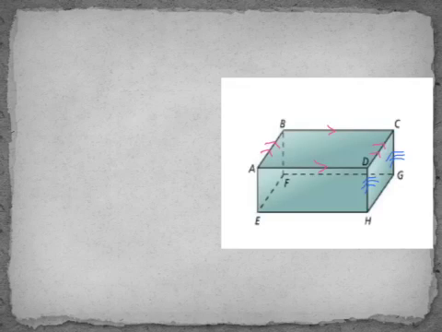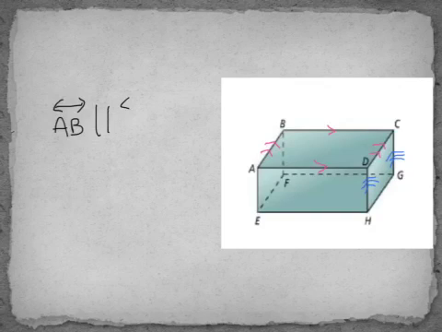So starting with parallel lines. An example of parallel lines, and remember when you're doing lines, you actually do the line over the segment, would be lines AB and CD are parallel, so you would write it as this. What other lines are parallel? Line AB and line EF. Line CD and line GH. Line AD and line EH. Line BC and line FG.